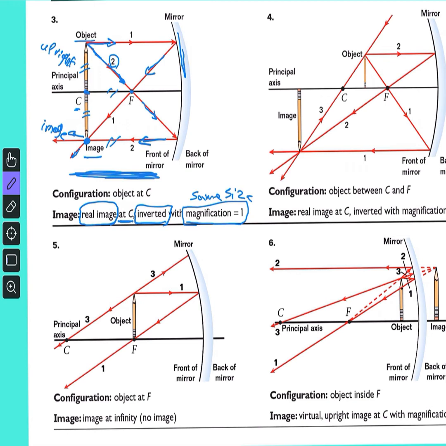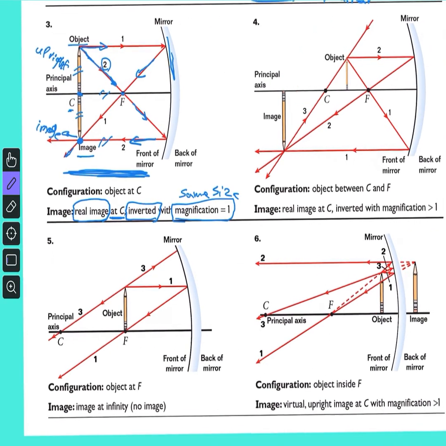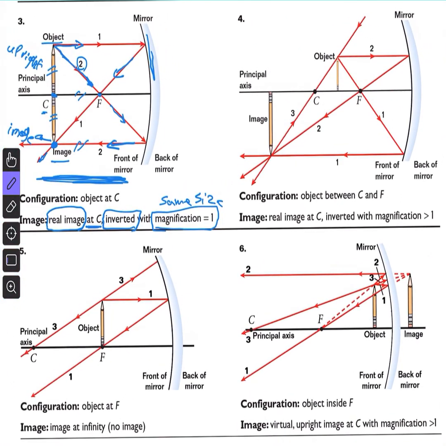Let's come to case number 4. For the first case, it was at infinity, the second one it was outside of the center, the third one it was at the center. Now we will put the object between the center and the focal point. Look, that's the object. It is between where? Center and the focal point. It's written between center and the focal point.